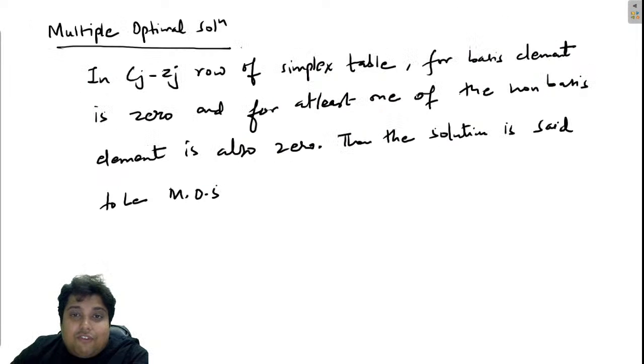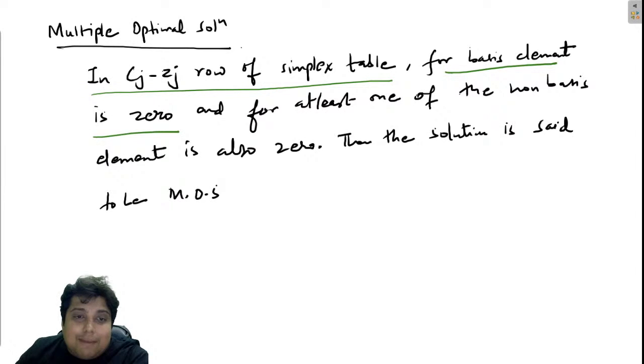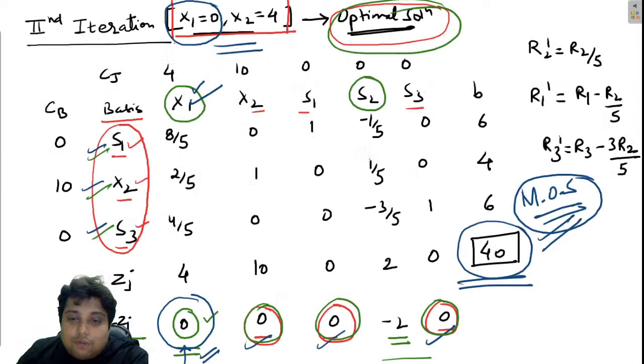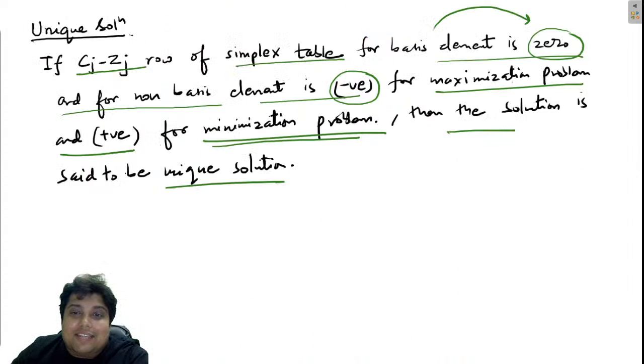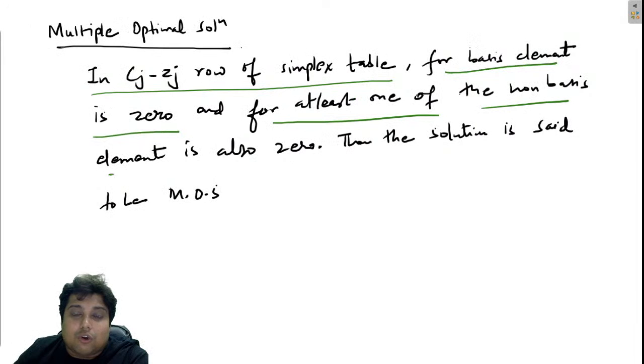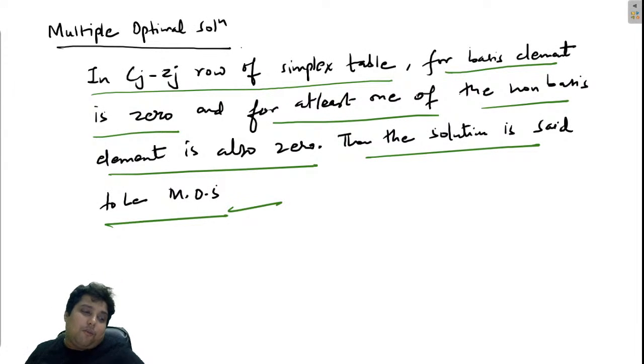Okay, but if in Cj minus Zj of simplex table for basis element is 0, for all the elements that are inside the table their value is 0, but for at least one of the non-basis element, x1 is non-basis, for x1 also we are getting 0. So for at least one of the non-basis element is also 0, then the solution is said to be a case of multiple optimal solution. I hope this is clear to each and every one of you. If anybody has any doubt, feel free to ask me. Otherwise, I will move on. Okay.